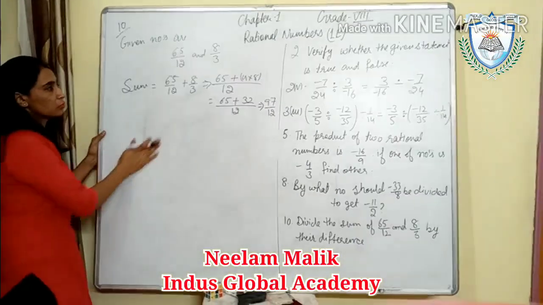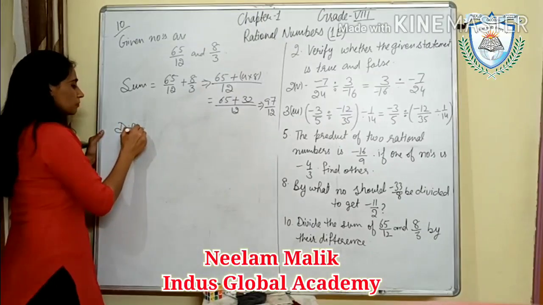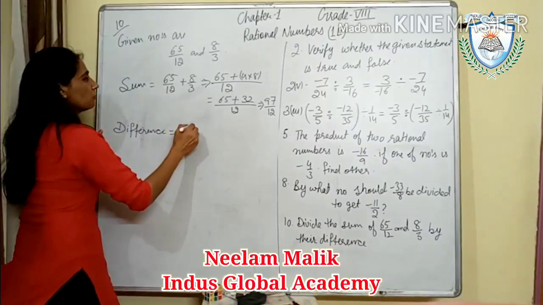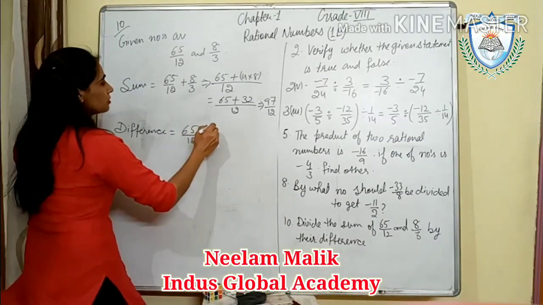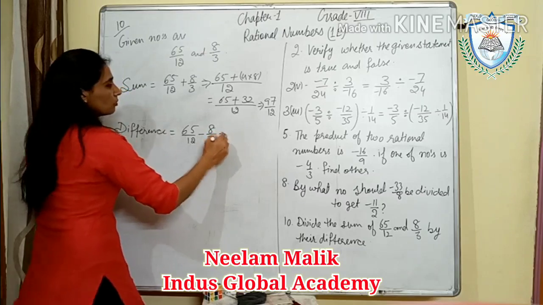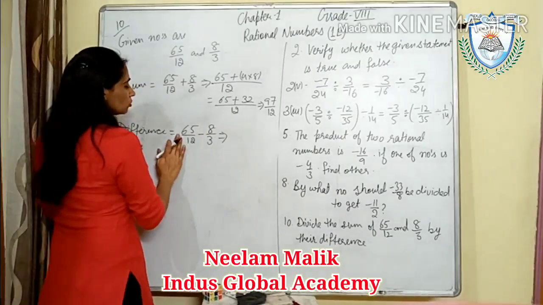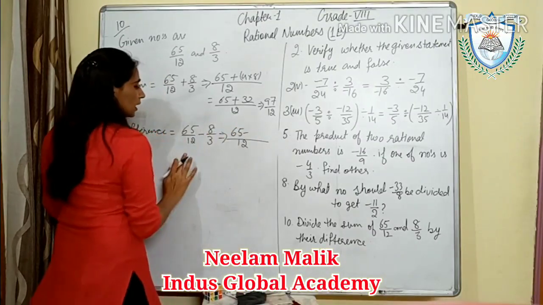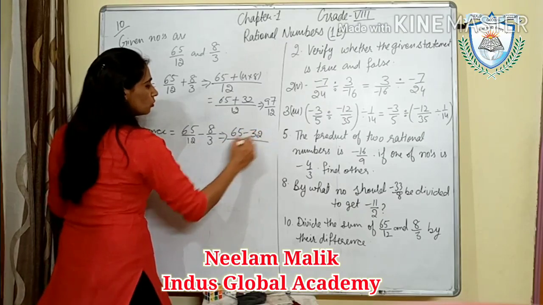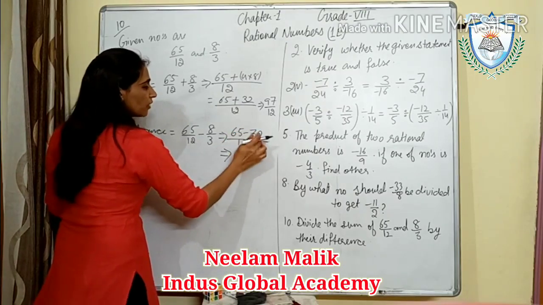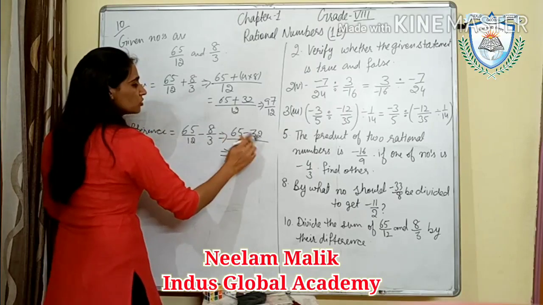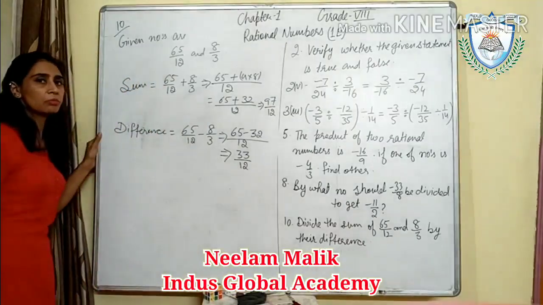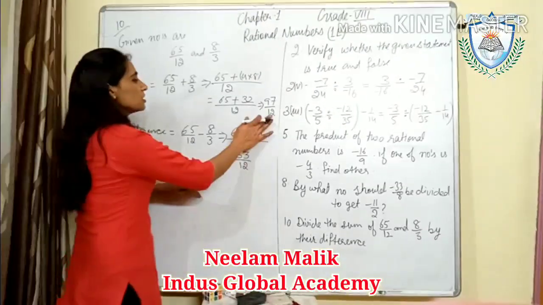Now we have to find out their difference. So the difference is 65 upon 12 minus 8 upon 3. By the same method we will do this. So 12 will be the LCM, 65 minus 3 fours are 32. So from 5, 2 will go, it will be 3. From 6, 3 will go, it will be 3. 33 upon 12. Positive number. So this is the sum, this is the difference.